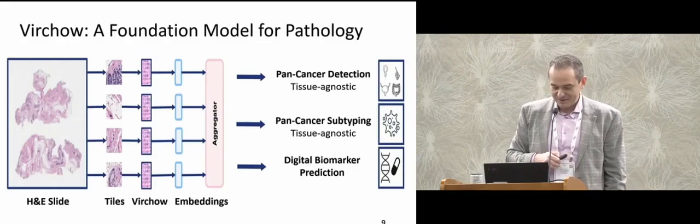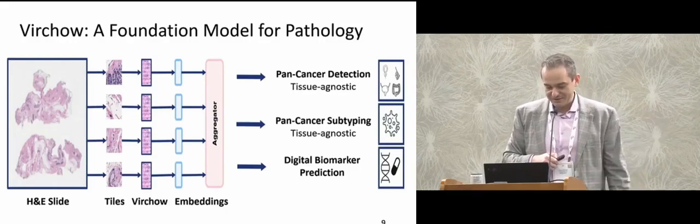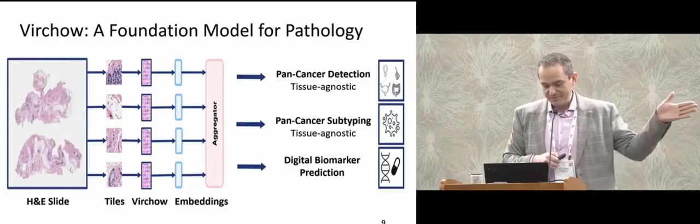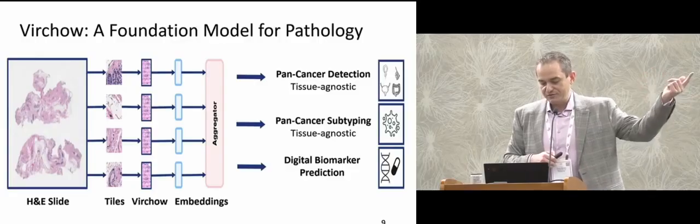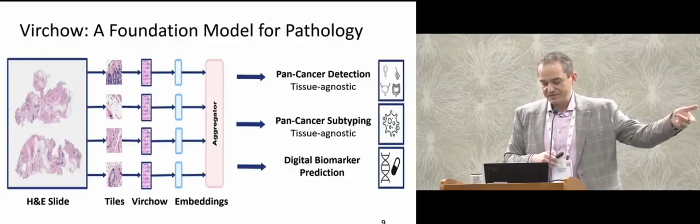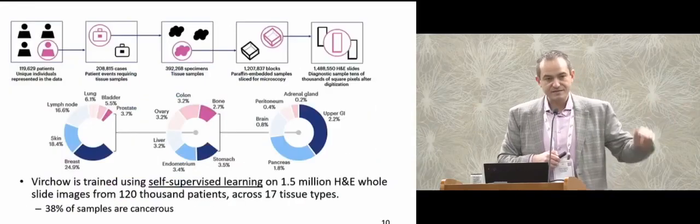Let me focus on the broader stuff. You guys all know this stuff right now, right? Chop it up into tiles, train a self-supervised model, extract embeddings, do fun things. You can do traditional things like pan-cancer detection, subtyping, digital biomarker prediction, right? That's the real exciting stuff.